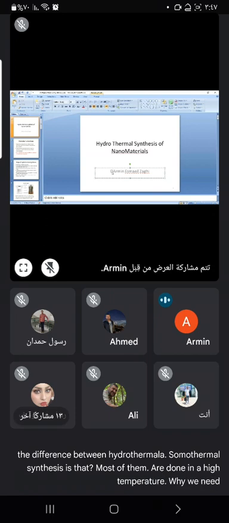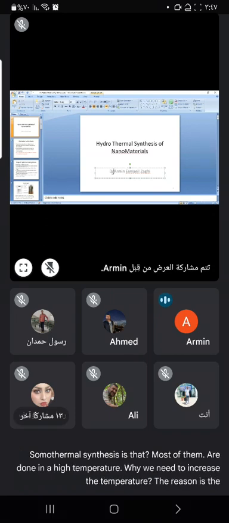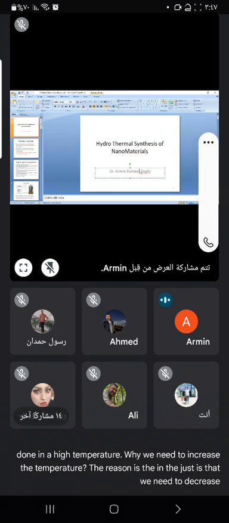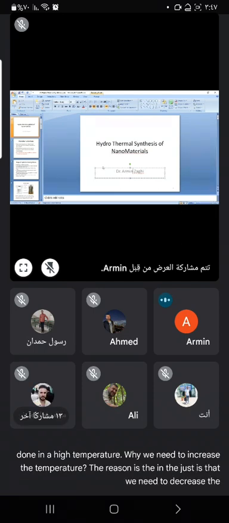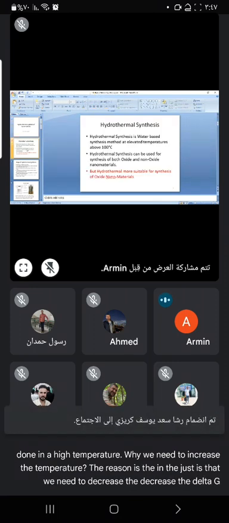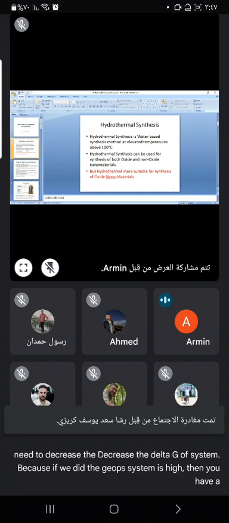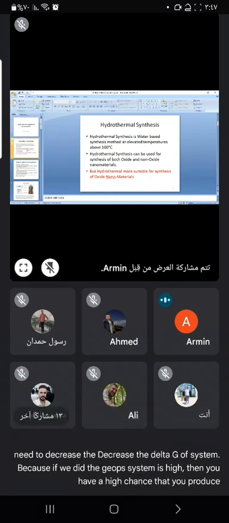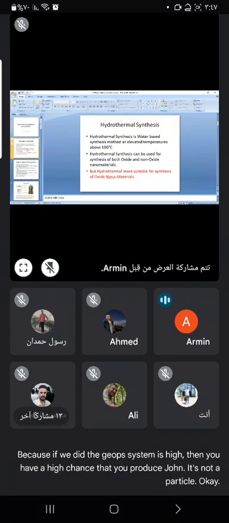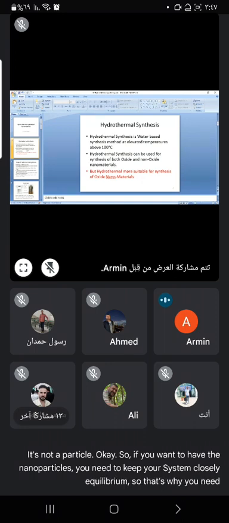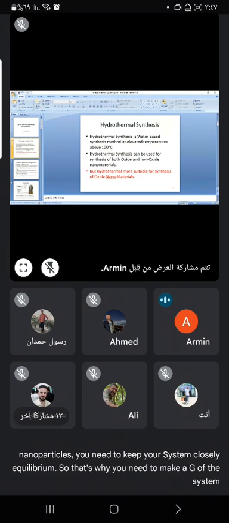Why do we need to increase the temperature? The reason is that we need to decrease the delta G of the system, because if the delta G of the system is high, then you have a high chance that you produce junk, not nanoparticles. So if you want to have nanoparticles, you need to keep your system close to equilibrium. That's why you need to make the G of the system close to equilibrium.